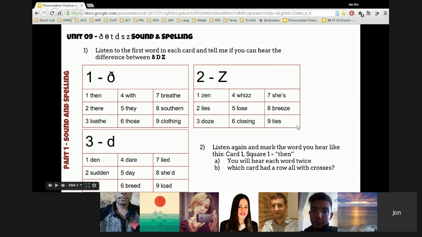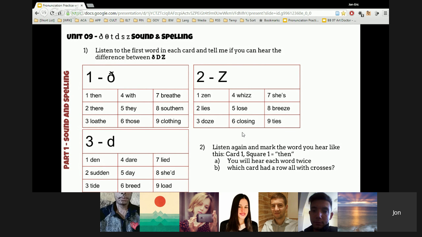Okay, Sylvia, card 2, word 4, or square 4. Not you, Sylvia. You're Bortelli. The other Sylvia. Card 2, square 4. Say that word for me. With. Whiz. Say it again. Whiz. Very good. Okay. Card 2, square 5. Sylvia.